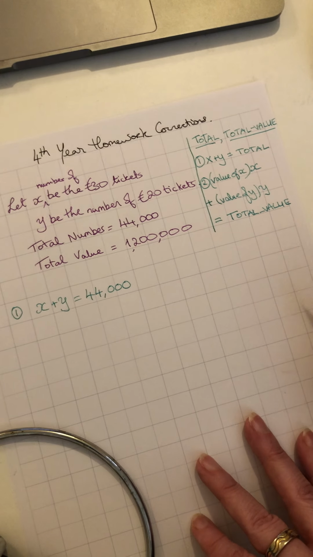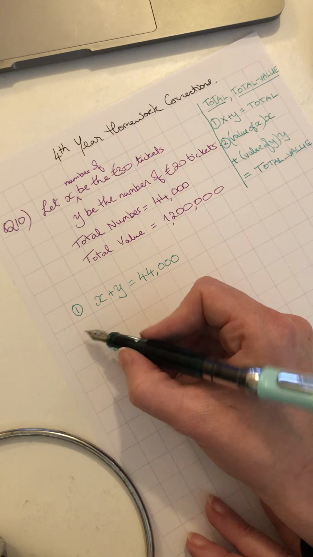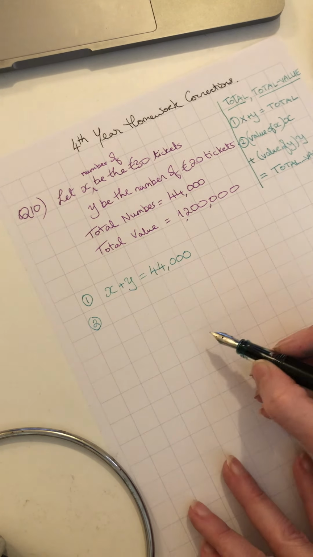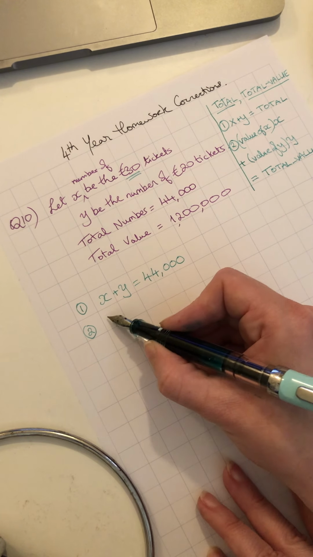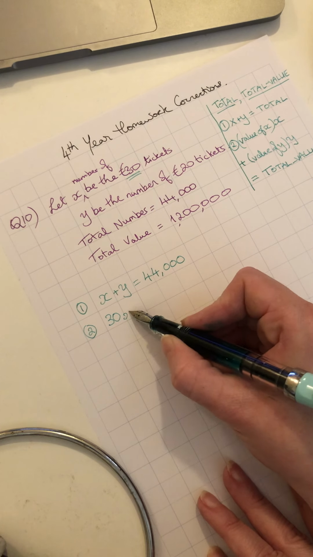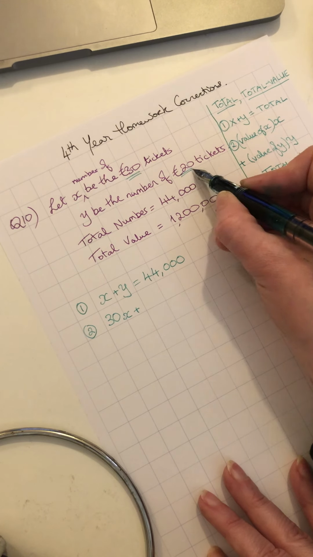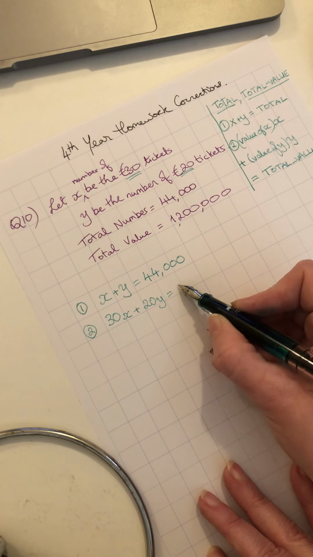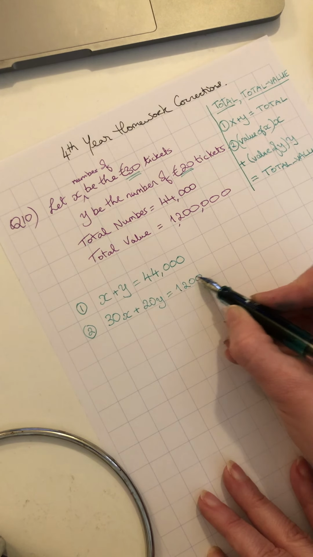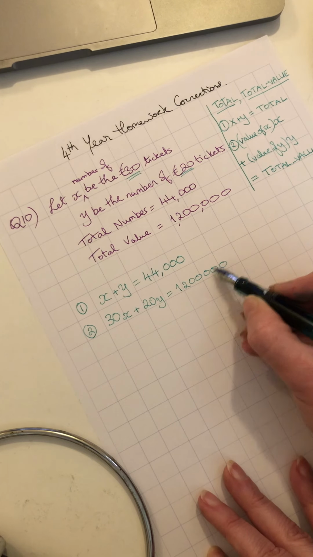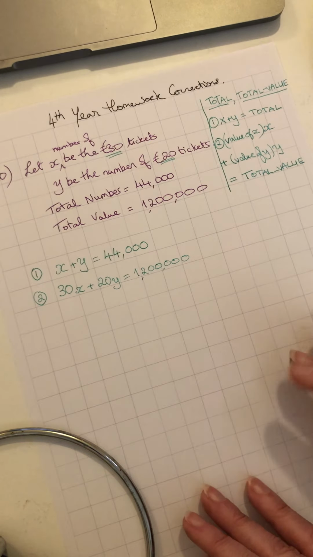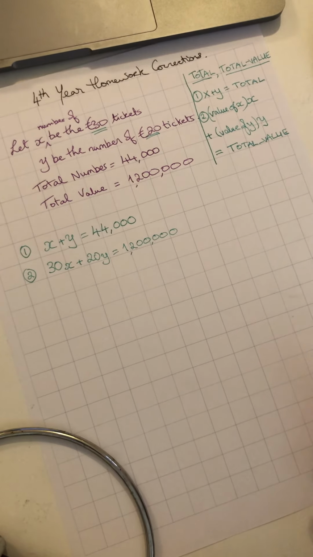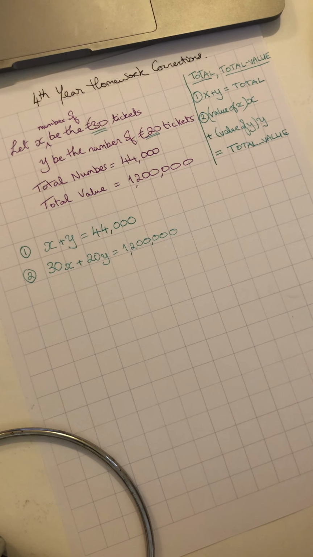Always, always, always. So my second equation then is going to be, well, what's the value of X? It's 30 multiplied by X. The value of Y is 20 multiplied by Y will give me my total value, 1.2 million. Okay, and it's fairly straightforward to solve these simultaneous equations once we have that information.